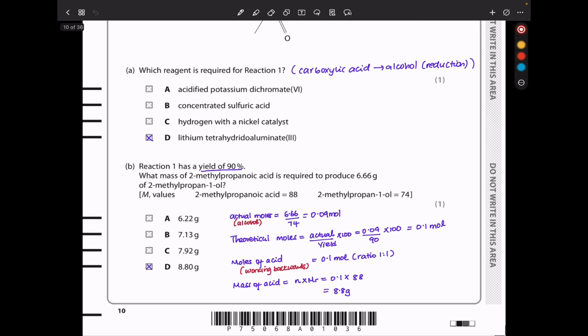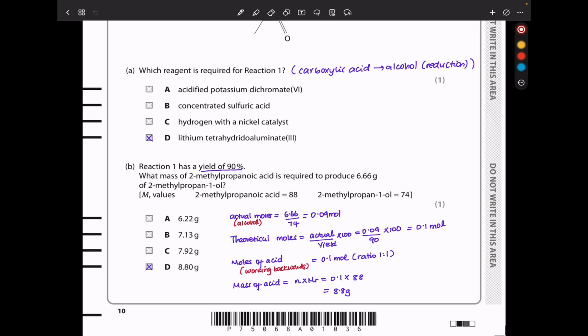And then they say reaction 1 has a yield of 90%. What mass of 2-methylpropanoic acid is required to produce 6.66 grams of 2-methylpropan-1-ol? So they've given us the corresponding molecular masses. Here I began with the mass given. To calculate the actual moles, this is going to be the mass divided by the molecular mass, which is going to be that. And I got this as the number of moles, but this is for the product. So the theoretical moles, using that and the yield, are going to be the actual divided by the yield times 100, and I got 0.1 moles.